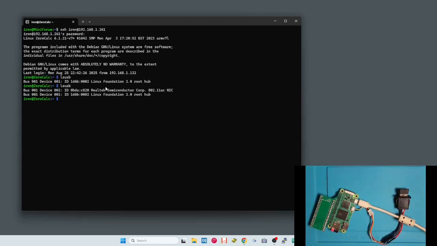Yeah, here we have the network hub. So the USB is working. That's nice. So let's continue.